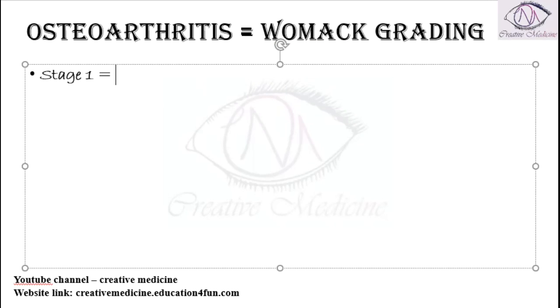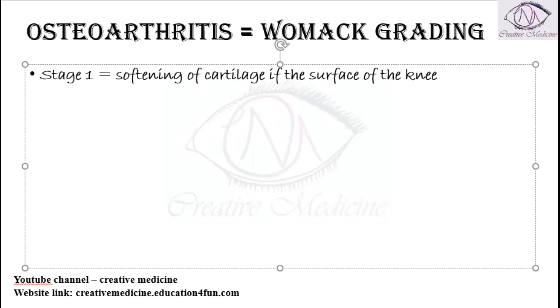Stage 1. In stage 1, there is softening of the cartilage seen on the surface of the knee. Because there is only softening of the joint, this stage 1 may not be seen on the x-ray. It is not seen on x-ray.